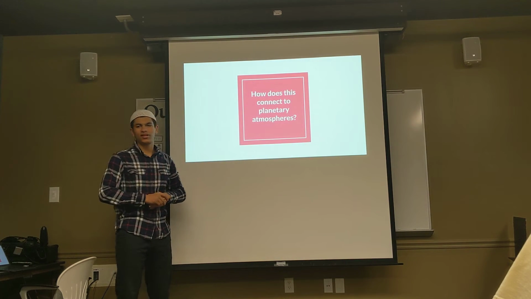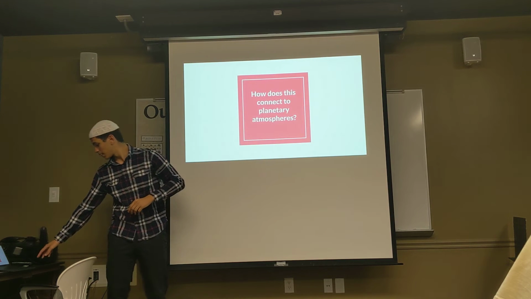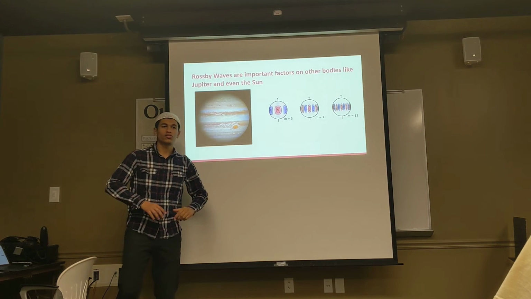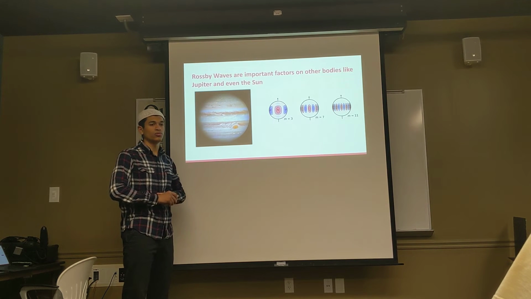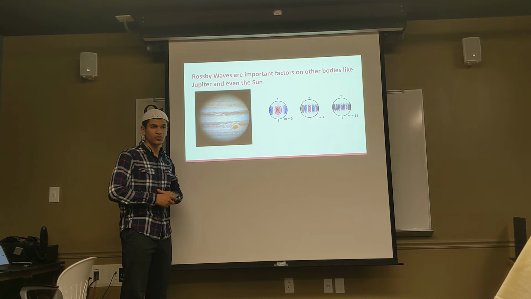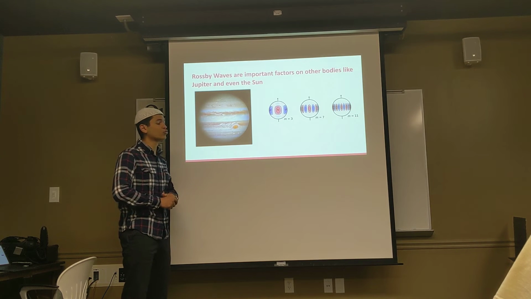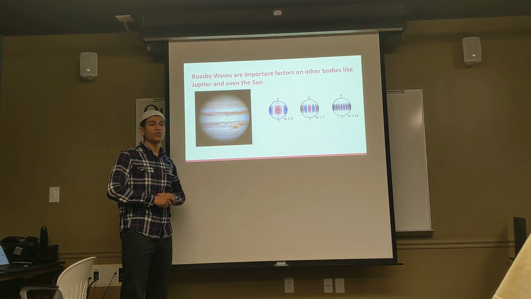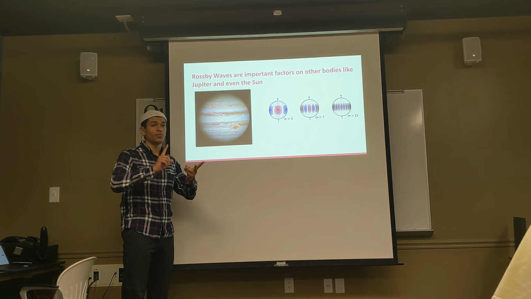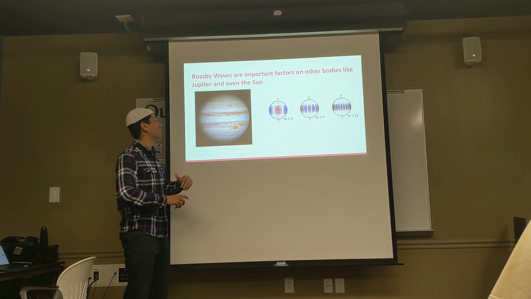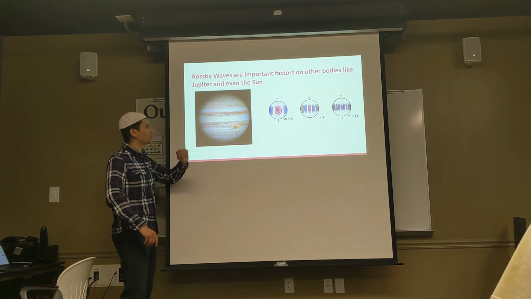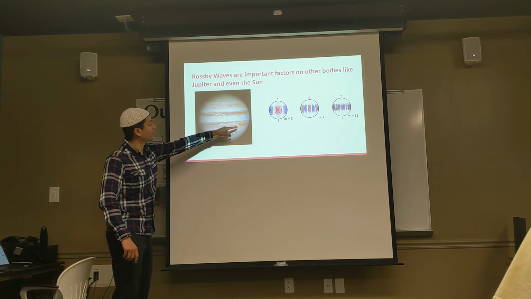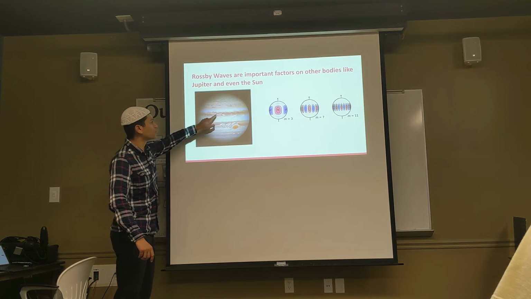Okay, so how does it connect to planetary atmospheres at all? According to Zakharashvili, along with numerous other authors who published a paper in the Space Science Reviews in 2021 titled Rossby Waves in Astrophysics, Rossby waves are very important in other rotating bodies like Jupiter, Mars, Pluto, and even the Sun and other stars. So as we can see here, this is a picture of Jupiter on the left, and you can clearly see the Rossby waves in the jet streams over here.